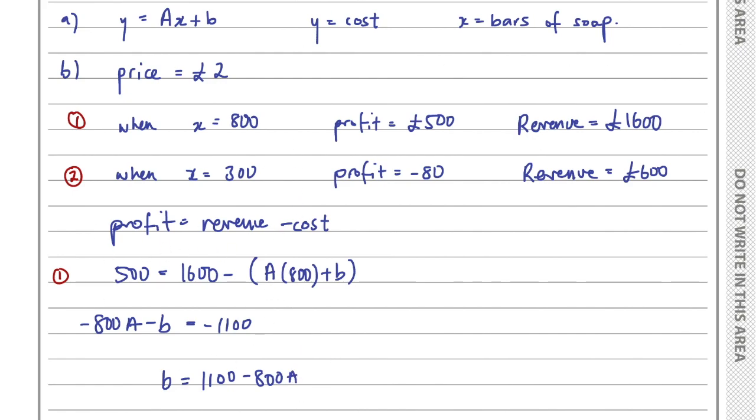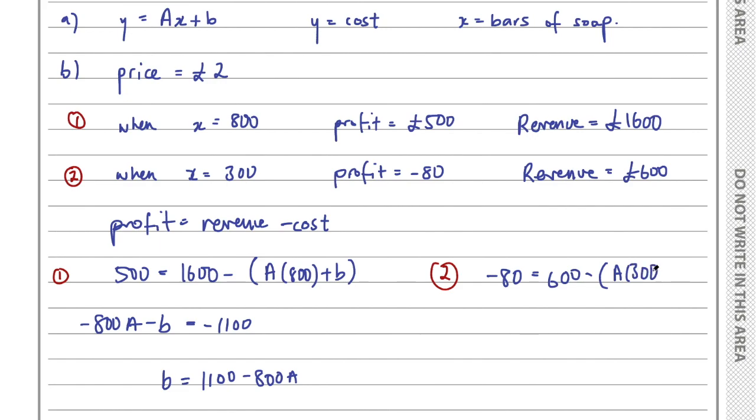And moving on to the second equation, hopefully then this starts to make more sense if it is not already. Using the second piece of information, we are saying again the profit in this case was negative 80 on this day, equal to the revenue 600 take the cost, which is this expression. So subtract A times 300, with the X value plugged into this expression.